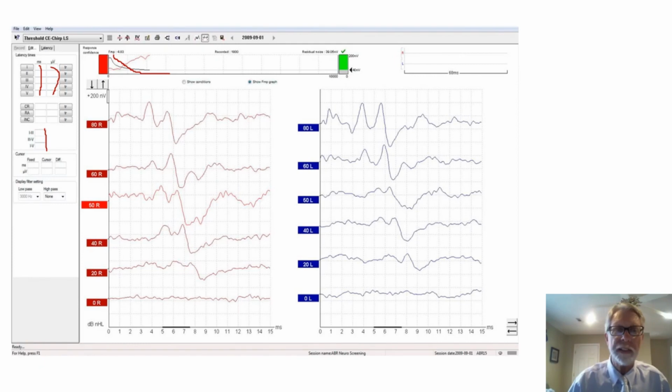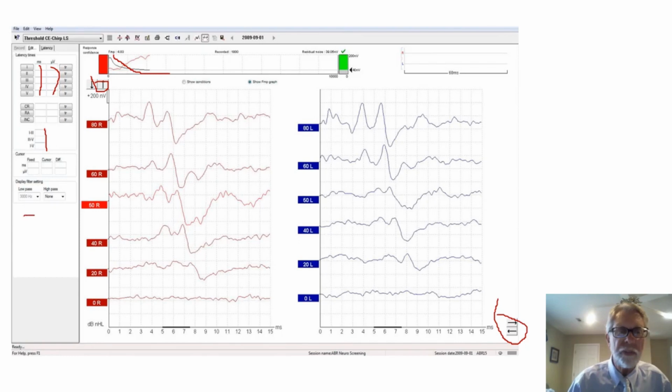You can adjust right here the scaling, or just the way they look amplitude-wise on the display. And right here, you can change the time base. If you were recording them at 15 milliseconds, for example, and you wanted to see them in a 10 millisecond window, you can just change that.